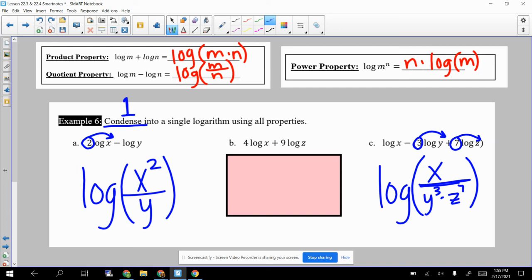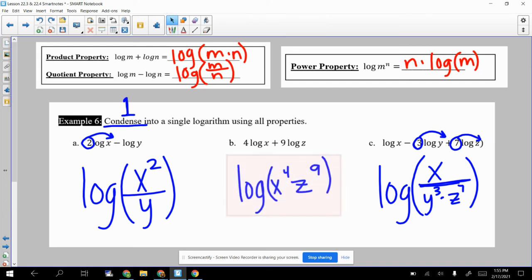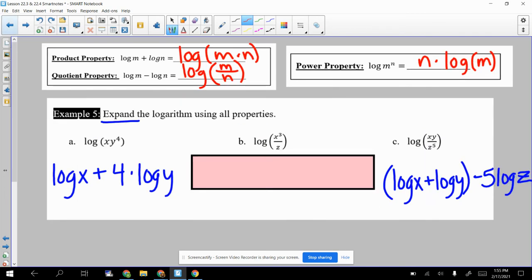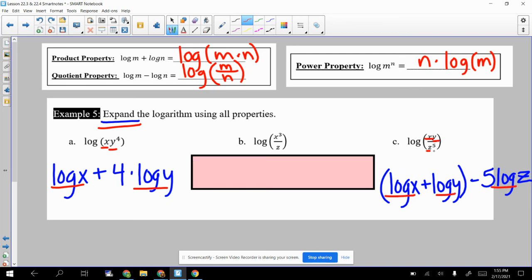Okay, so you guys go ahead and try that last one here. And hopefully you got log of x to the 4th times z to the 9th. So both of these need to be moved here. And then the plus sign tells you that you're multiplying when you condense. Okay, and again, notice these are all written as one logarithm when you are condensing. Okay, when you are expanding, it's however many. You should be writing log as many times as there are variables. So, 1, 2, 3 here because there was an x, y, and z.